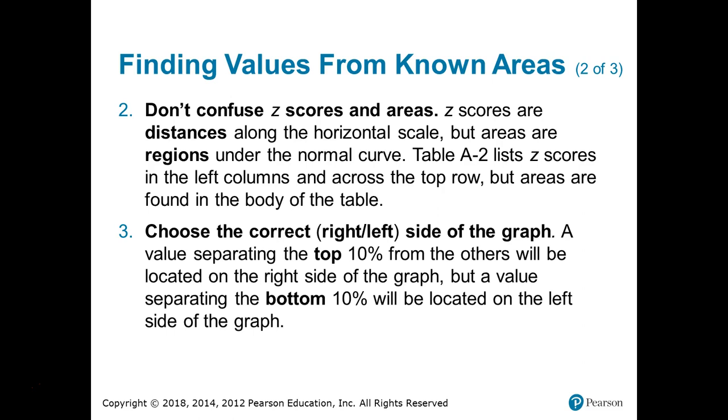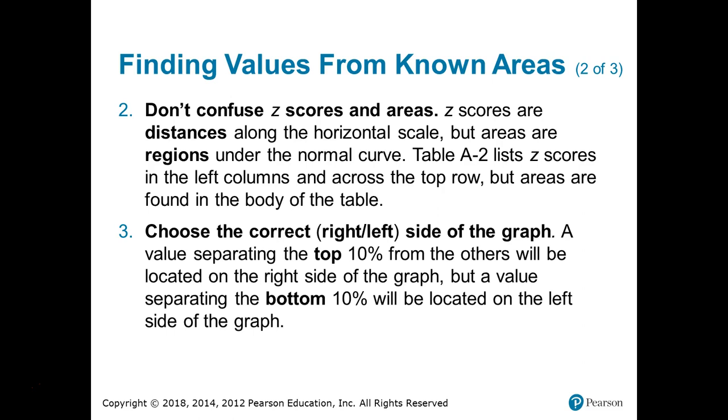But the areas are what the body of the table represents. That's the area under the graph. So you draw that vertical line straight from the z-score that you are currently analyzing, and then you look at the area to the left of it, and the area under that curve is the probability.